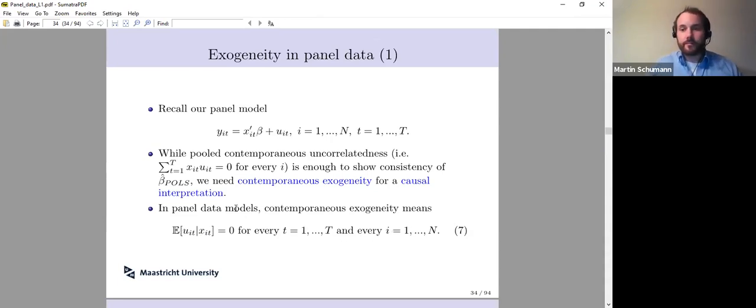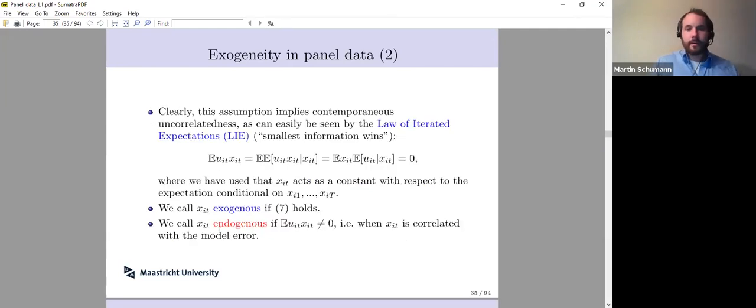So it is in principle possible that there is an x squared hidden in the error term. When you do pooled OLS, you get a consistent estimator because x squared can be uncorrelated with x. However, of course, the effect of an increase in x will not only depend on the beta that you measure with pooled OLS, but will also depend on the x squared that is hidden in the error term. Therefore, uncorrelatedness is often not enough for a causal interpretation. If you can assume contemporaneous exogeneity, this rules out these weird cases.